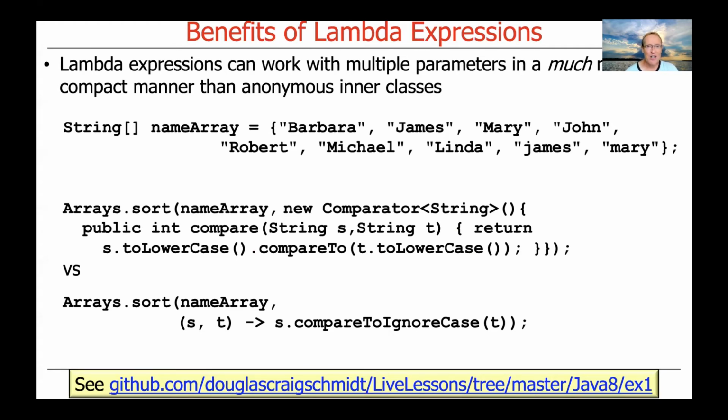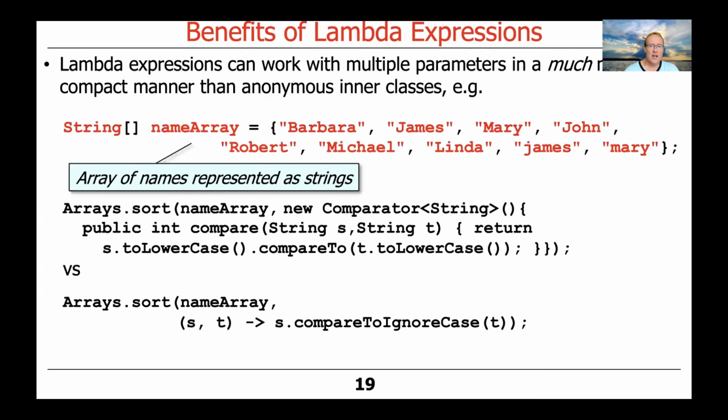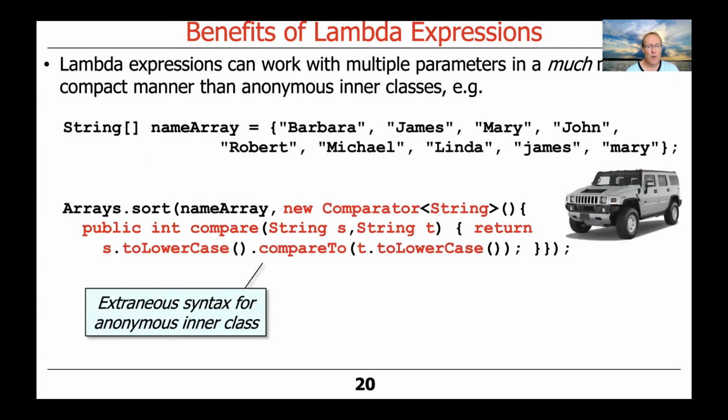This particular example is available in my GitHub repository in the Java 8 EX1 folder. What we have here is an array of names that are represented as strings. So we have name array, which is an array of the names of these people. And then I'm going to show you a couple of different ways to sort this array. The first way we're going to do it is by using the classic anonymous inner class syntax, which, as you can see here, is very tedious, very error prone, very verbose.